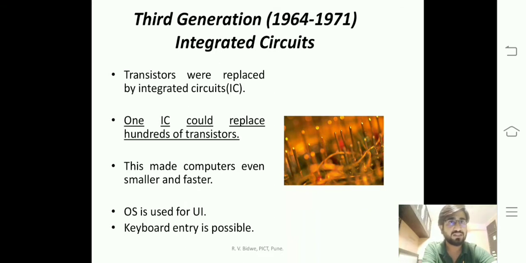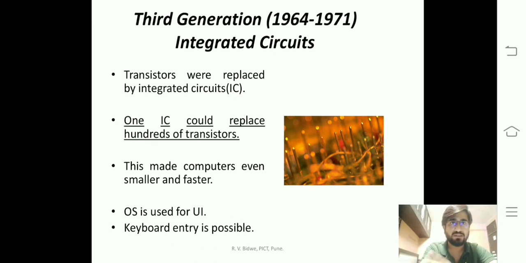Now in the third generation UI was introduced. It means in the first generation and second generation we were not having UI. You might have heard about the DOS operating system. DOS means disk operating system. In the disk operating system there was no UI. It means when you start the system, directly a command prompt will be displayed to you.